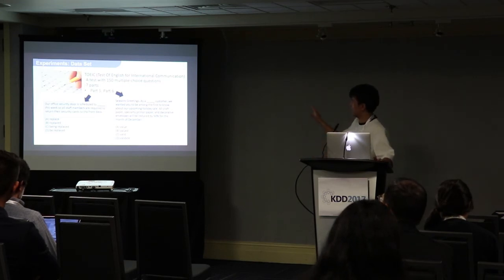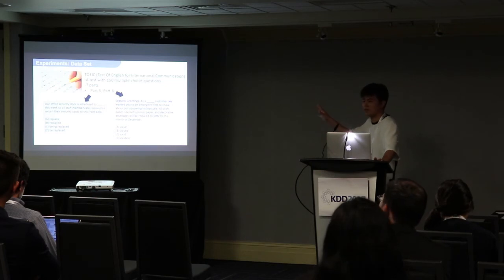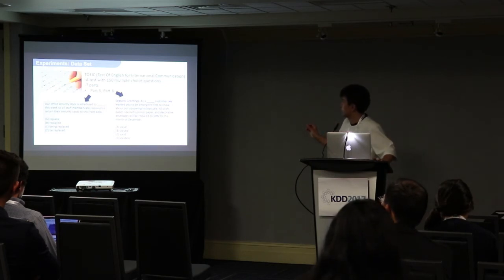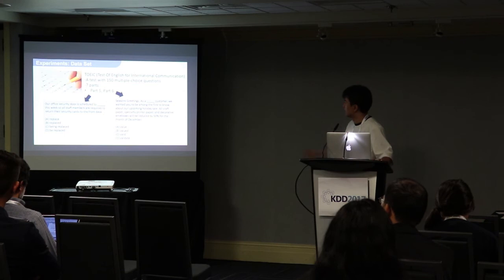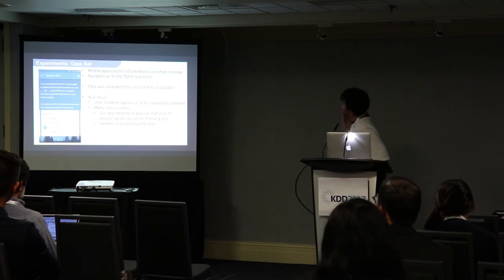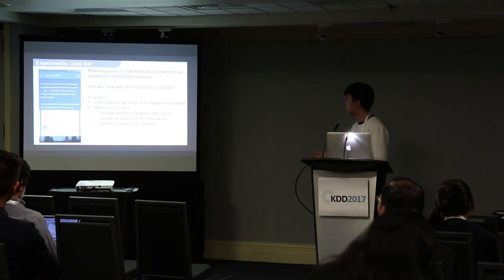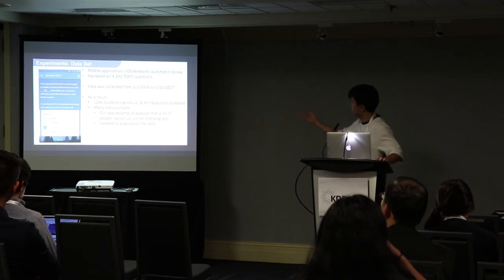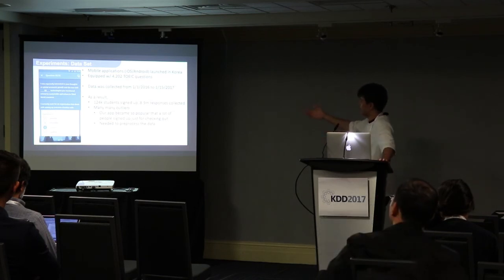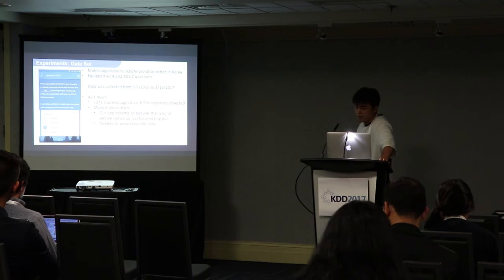In this experiment, we focus on part 5 and part 6. Basically, those parts are for filling in the blank. For part 5, you are given a single sentence and you have to fill in a single word. For part 6, you are given a single paragraph, and you have to fill in the blank. So we collected 4,200 TOEIC questions, and we launched an app in Korea. We collected data from the last year, basically from January 2016 to this year's January.